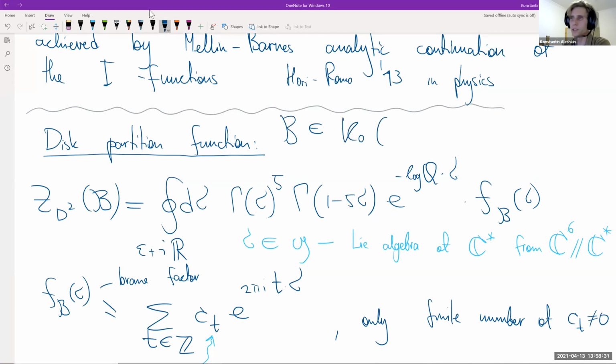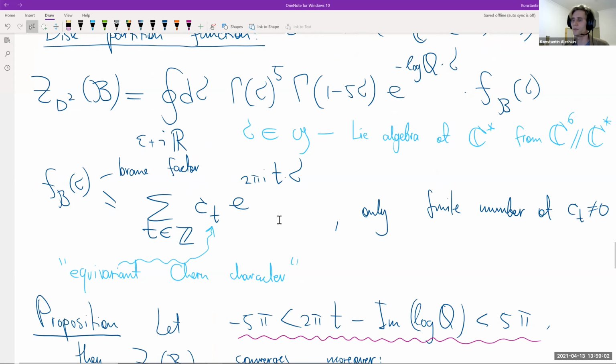So B is in K-theory of matrix factorizations, equivariant matrix factorizations. In this case, it's C star equivariant on C^5 with the superpotential W. And from the point of view of K-theory, such a matrix factorization is a sum of C star representations, which decomposes into C star characters. And this brane factor over here is just a sum of these characters. So we think about exponential 2 pi i t sigma as the Chern character associated to the line bundle of weight t.